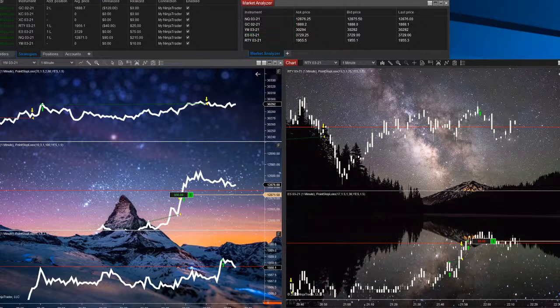Look right here, gold is turning down, but it doesn't really bother me. It's not really.